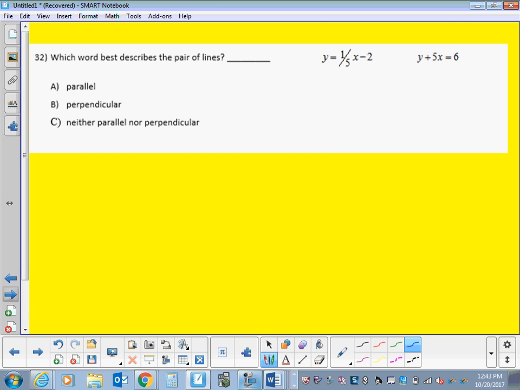Okay. So 32, which word best describes a pair of lines? Look at our slope. What's the slope of my first one? 1/5. The slope of this line I have to solve. So y equals -5x plus 6. What's my slope here? -5. So parallel, perpendicular, or neither? Perpendicular. Opposite reciprocal.